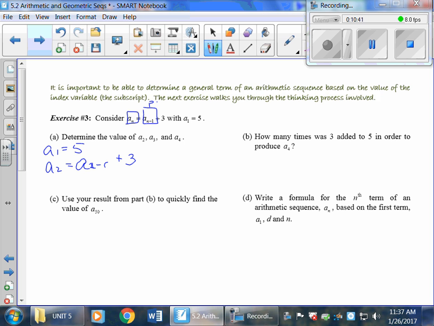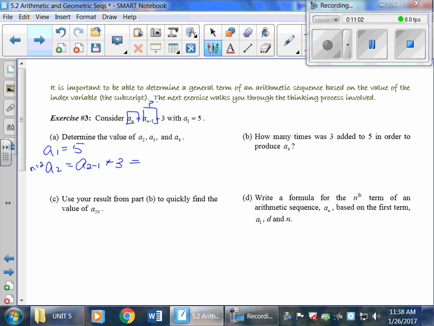That means, this is not very clear to me, so let's take a minute and just see if we can take this out and rewrite it. Okay, in this case, n is equal to 2, and this is going to be 2 minus 1. So a sub 2 minus 1, then we're going to add 3 onto it.